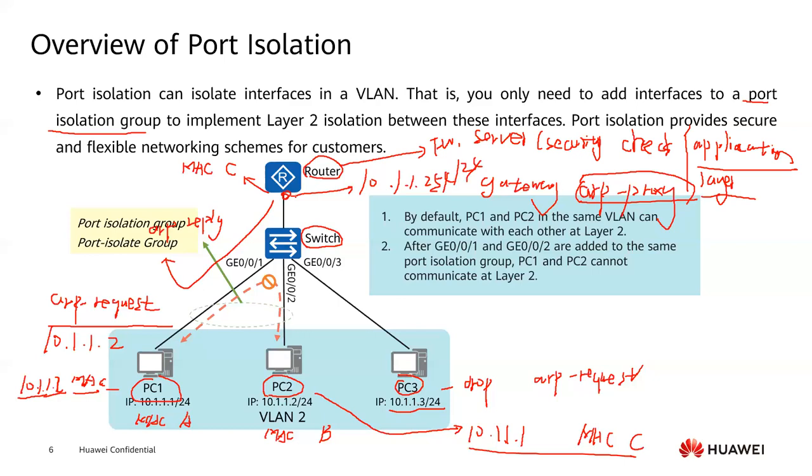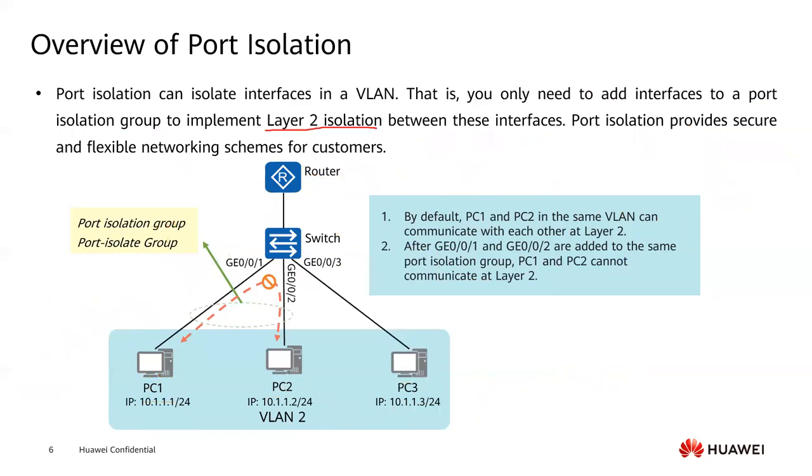So you will find that we do the port isolation, but by using this function we can let them communicate with each other. But if we use this function, ARP proxy, we will still use another function to ensure the security of the communication between PC1 and PC2. So, okay, that is the meaning. And you should know that this is communication at layer 2, and actually it is just layer 2 isolation. It means we also have layer 3 isolation.